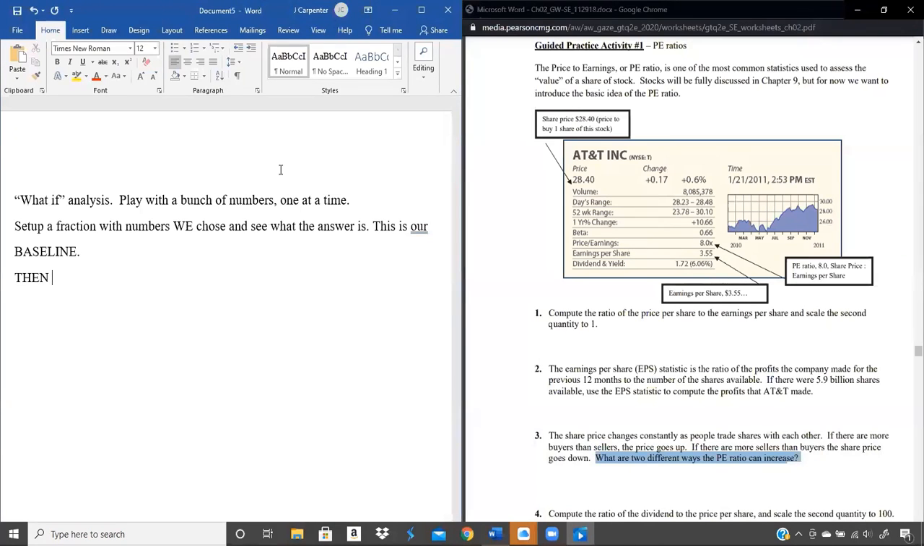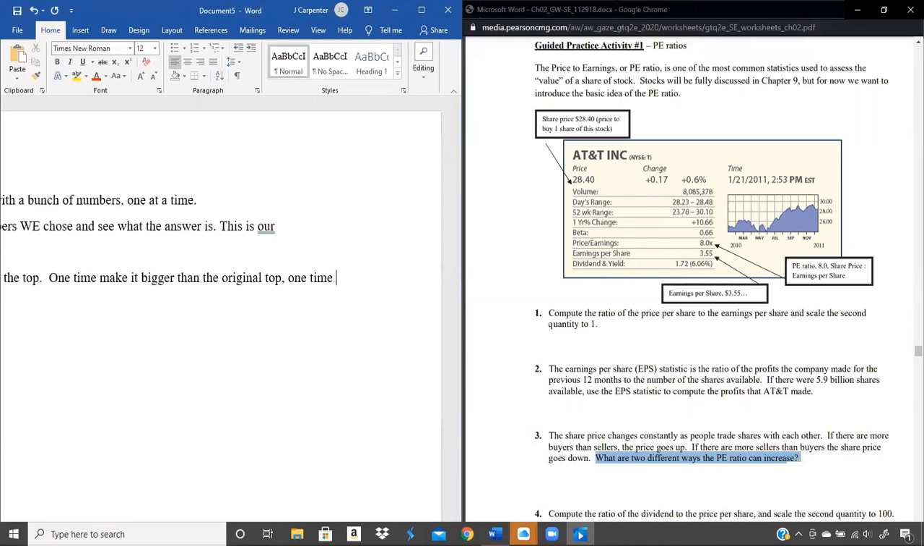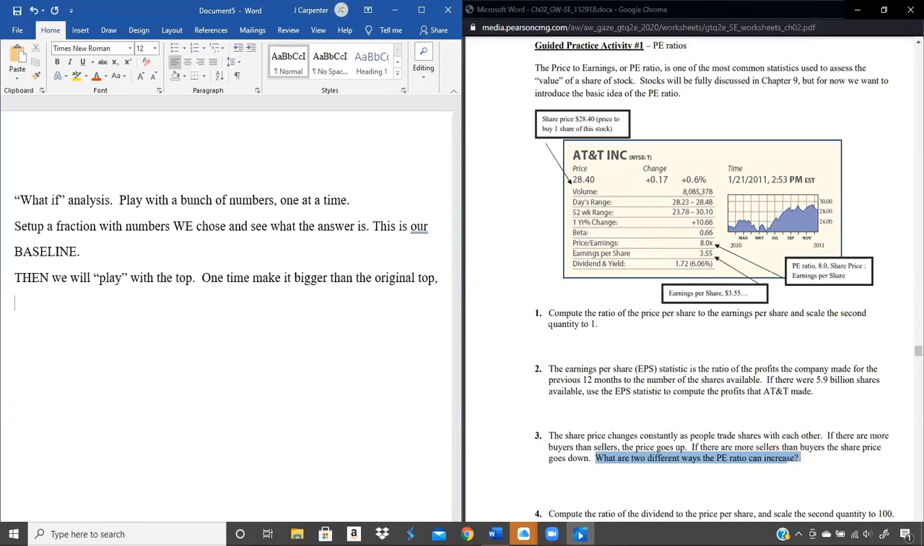Then what we're going to do is take the top. So then we will play with the top. One time, make it bigger than the original top. One time, make it smaller. One of these scenarios is what we desire. What do we desire? We desire the PE ratio to increase.